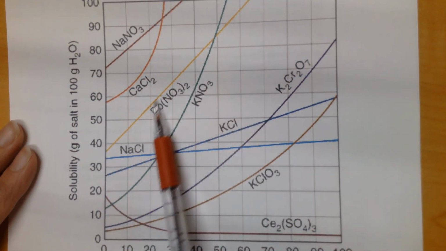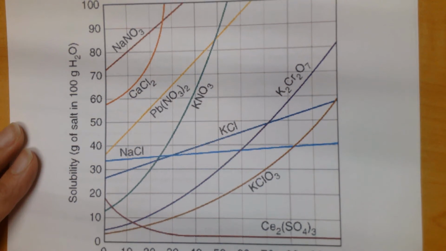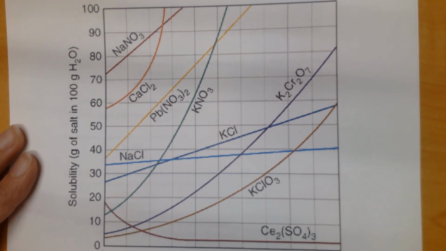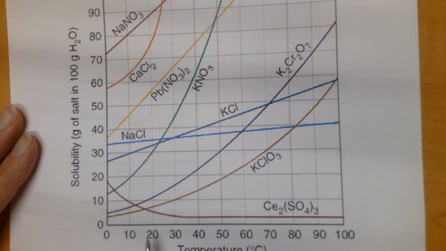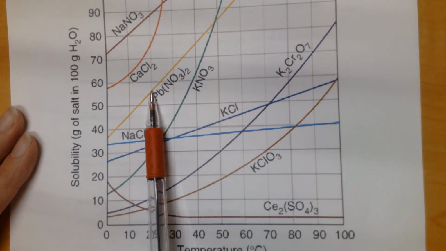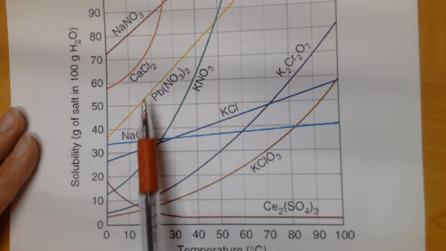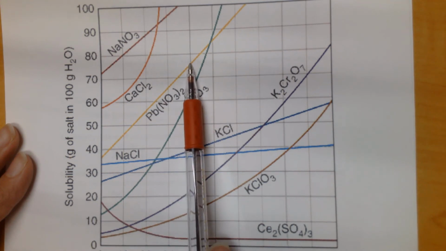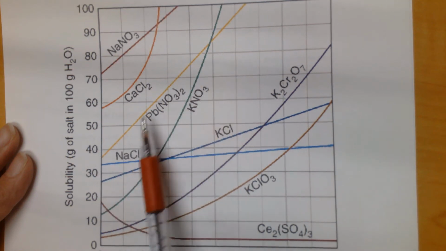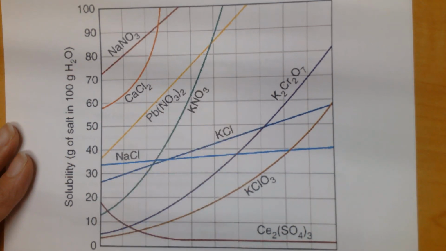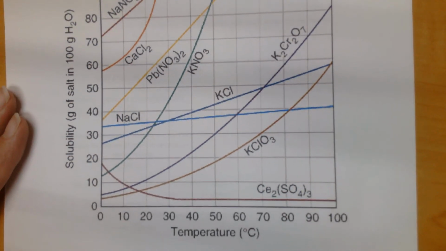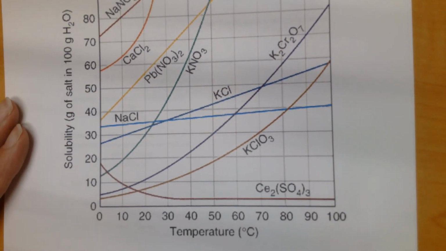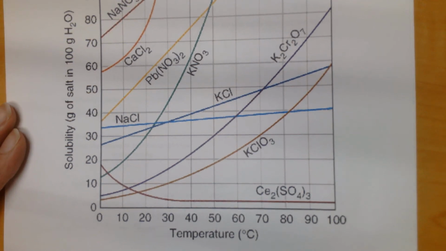This changes very little, but if we look at something like lead nitrate, the slope of that line is very, very sharp. So that has a huge effect on temperature. At room temperature, we could dissolve about 55, but if we just double the temperature to 40, we're dissolving like 75. So we have a very sharp change in solubility with temperature with something like lead nitrate. Again, solubility does change with temperature.